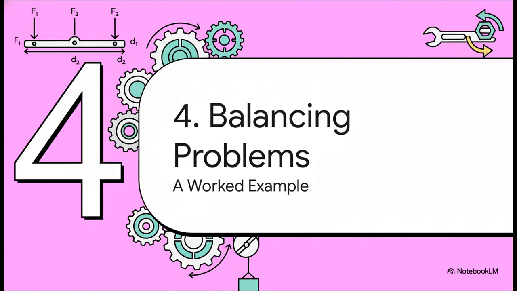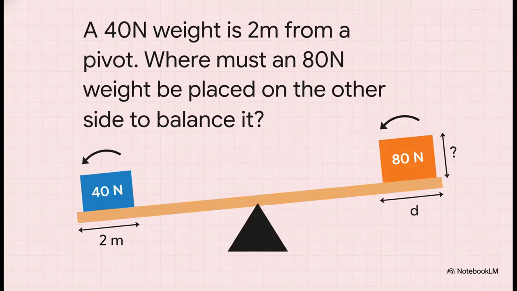Okay, theory's great, but let's see how this actually works with a proper exam-style question. This is where you really get to show the examiner you know your stuff. We're going to do this just like you would in the real exam, step by step. So here's our scenario. We've got a 40-newton weight and it's sitting 2 meters away from the pivot. That's creating an anti-clockwise turning effect. Now we want to balance this out using a heavier weight, 80 newtons. The big question is, just where do we need to put it to make things level?